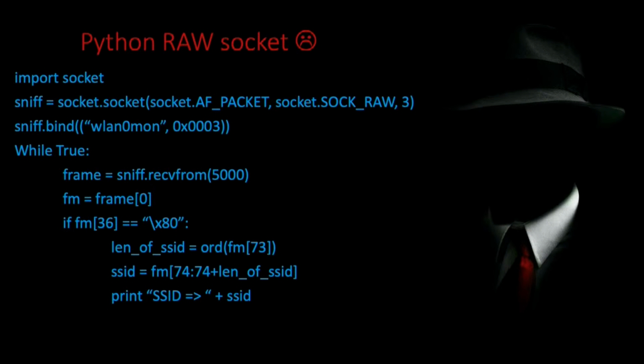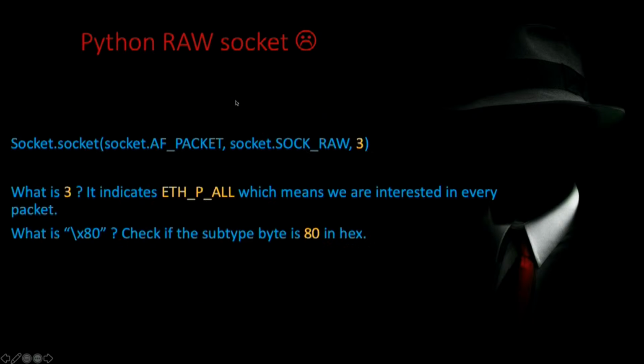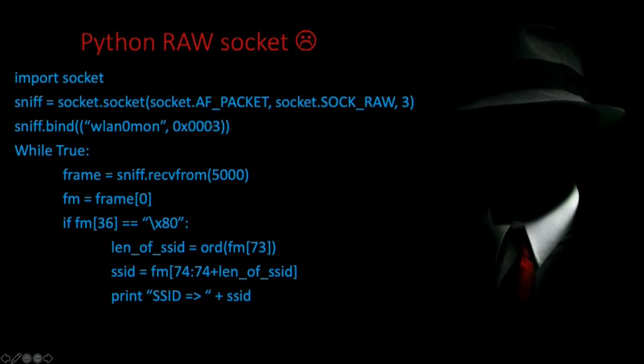So how do we do this with a raw socket? First, we import socket. We create a variable called sniff to save our socket. This time we're using AF_PACKET and socket.SOCK_RAW, and the last argument is 3. 3 means we want to receive all frames. We don't care, everything. And then we bind to our interface, wlan0mon. Of course, you have to put it in monitor mode to do that.